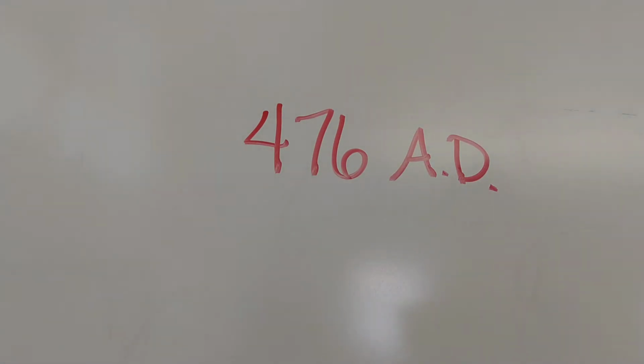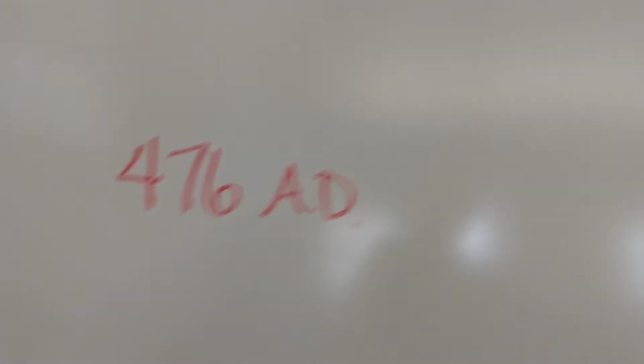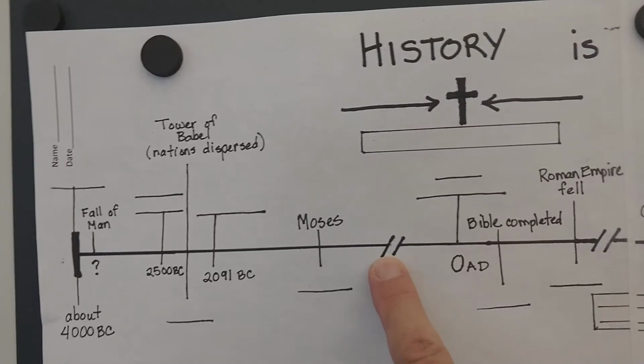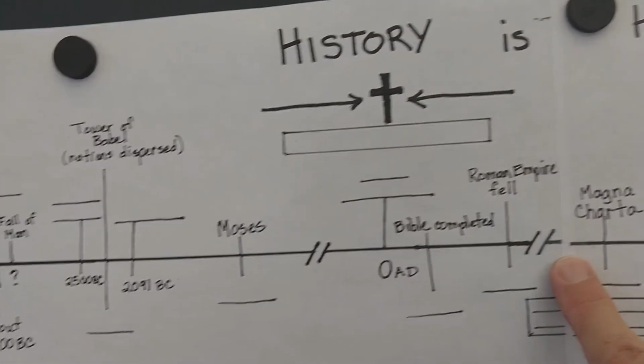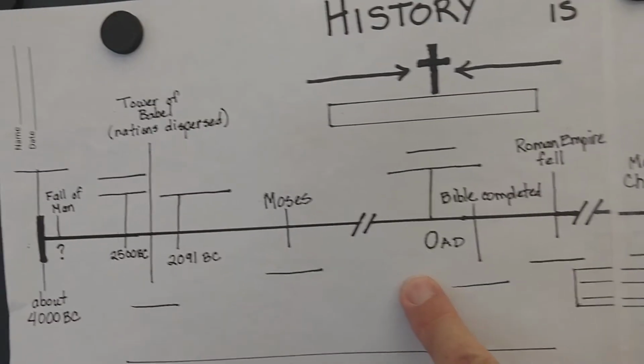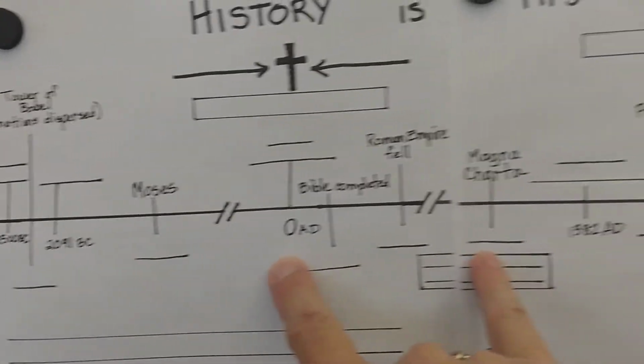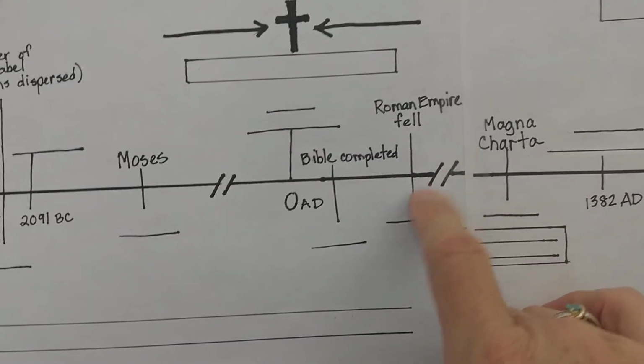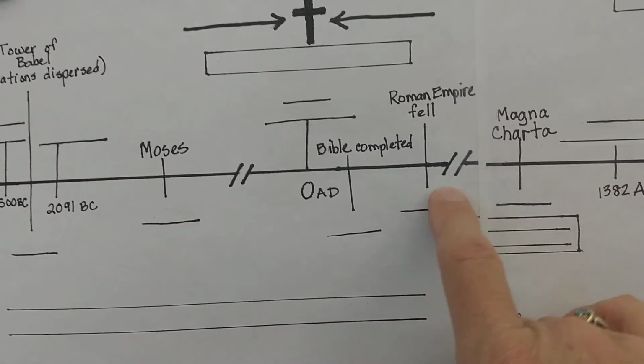That's Roman Empire fell. And then you see, actually there's two places. You see where these little lines are? That means it's kind of a break in the timeline. So from 0 over to here is a lot shorter than it looks because we took out a big bunch of time that we don't have anything to write down for.